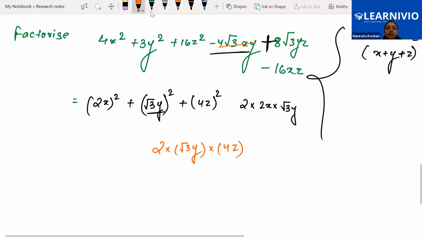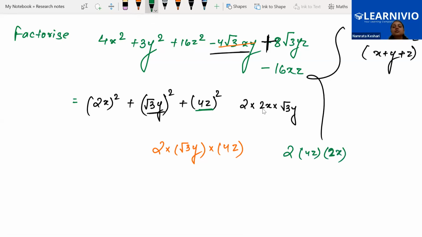Now let's write the last term also, then we will think about the sign. So the last term will be 2zx. So this term 4z into this term 2x. It's 2x. 2 into 4, 8. 8 into 2, 16. 16zx. Are we having such a term in the question part? Yes, 16zx is there. But again, it's negative.